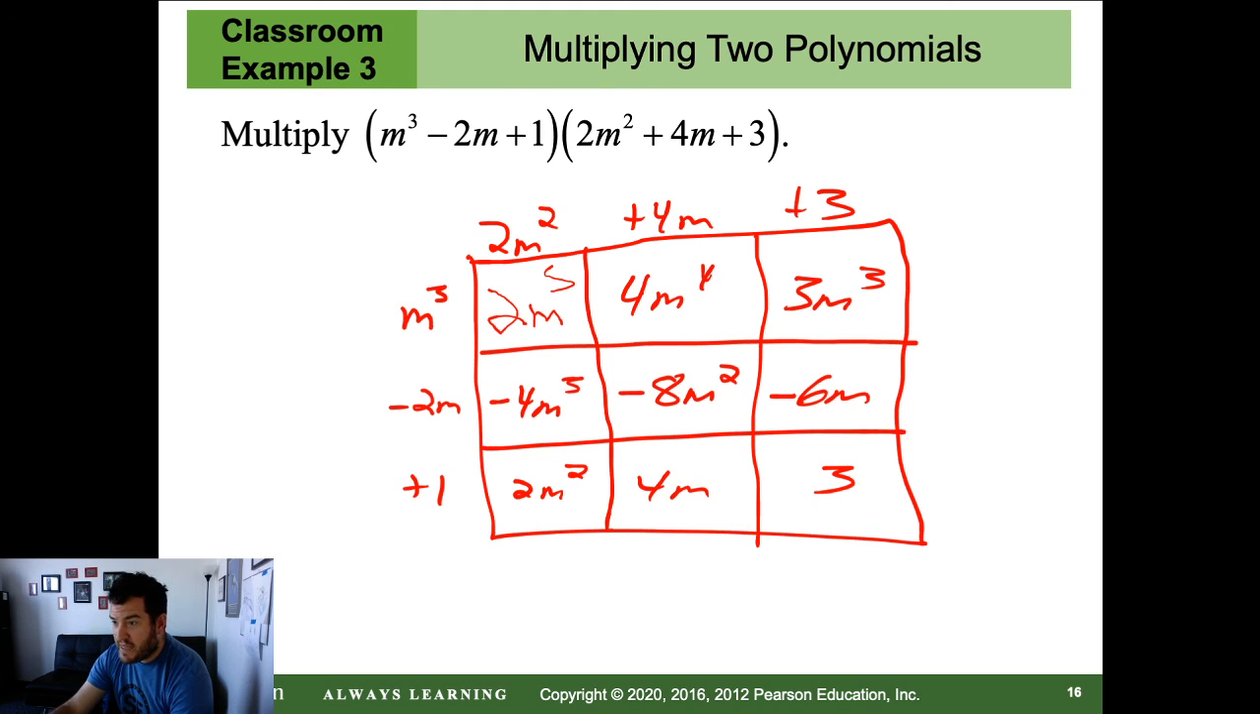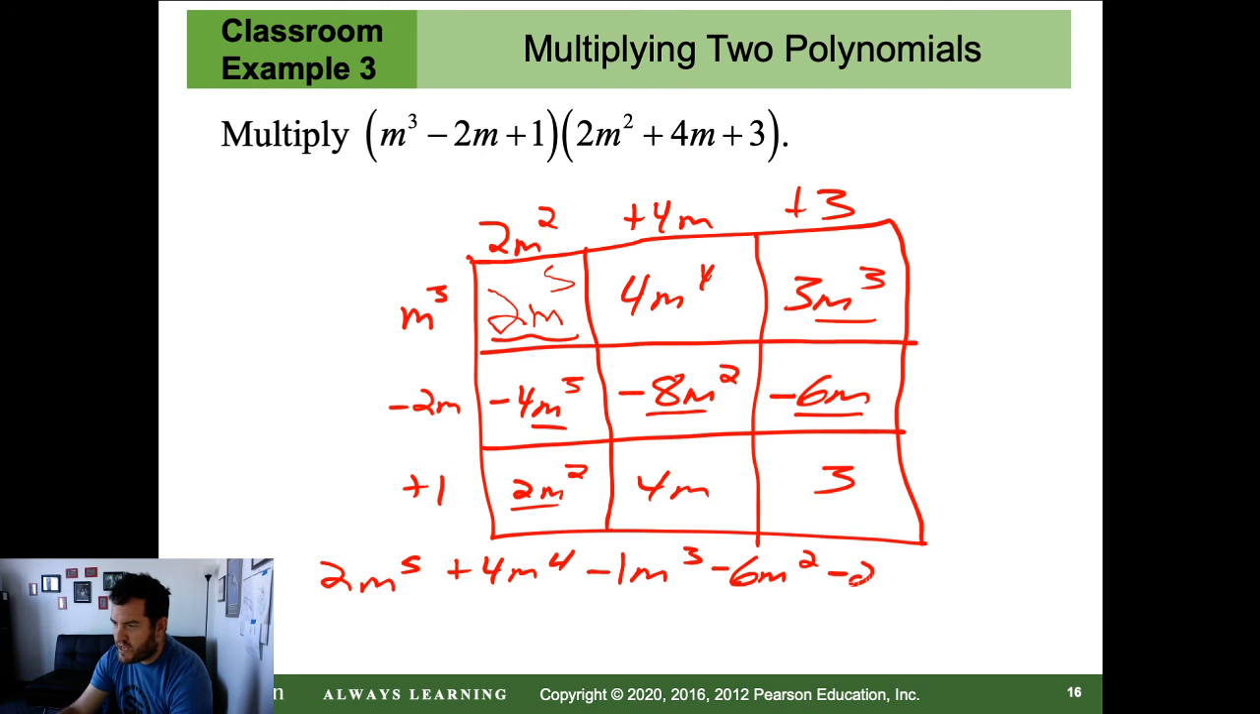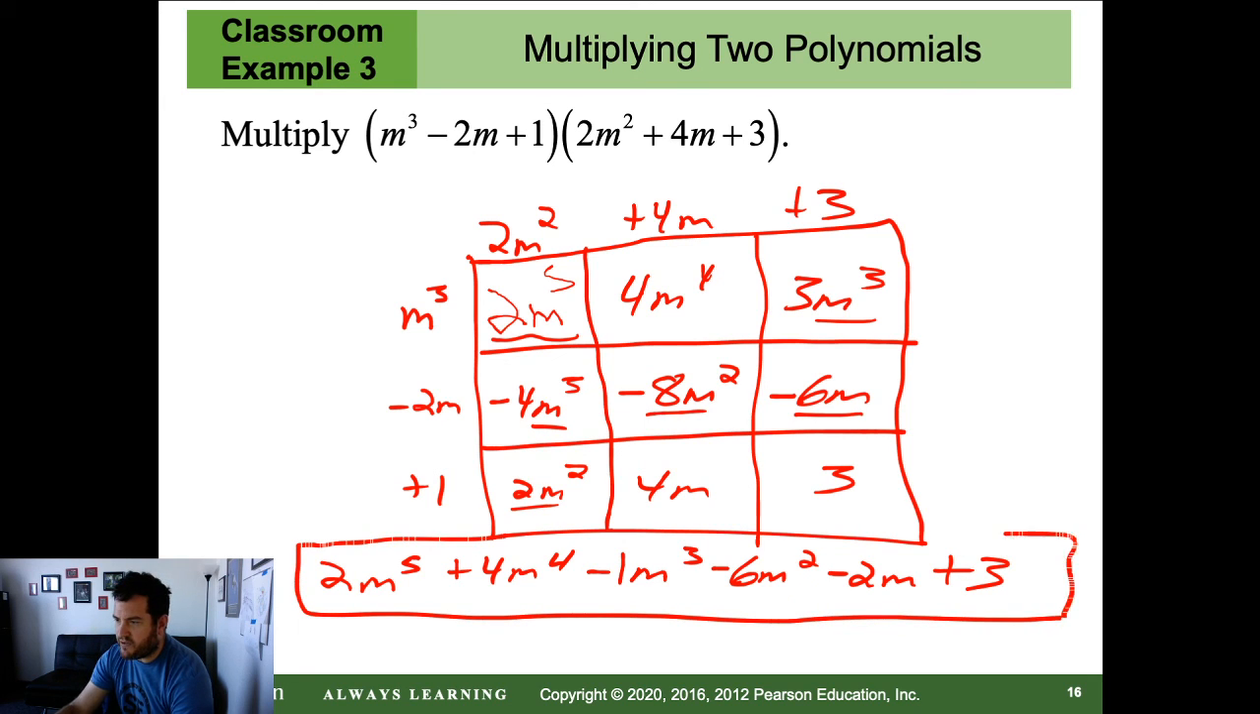Okay, so I think this 2m to the 5th doesn't have any other like terms. Neither does the 4m to the 4th. But I do see an m cubed here and an m cubed there. So 3 minus 4 gives me negative 1m cubed. And then I do see this negative 8m squared plus 2m squared, which is negative 6m squared. And then a negative 6 plus 4 gives me a negative 2m plus 3. So that should be your final answer right there.